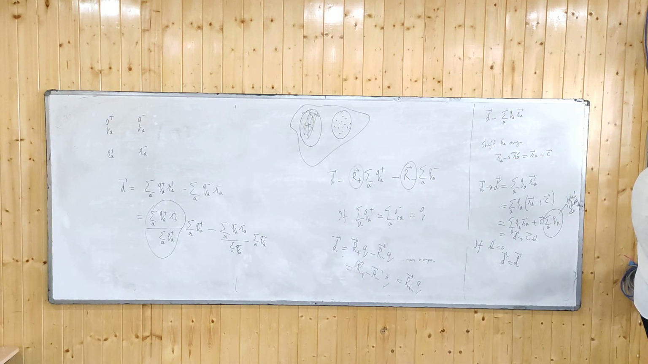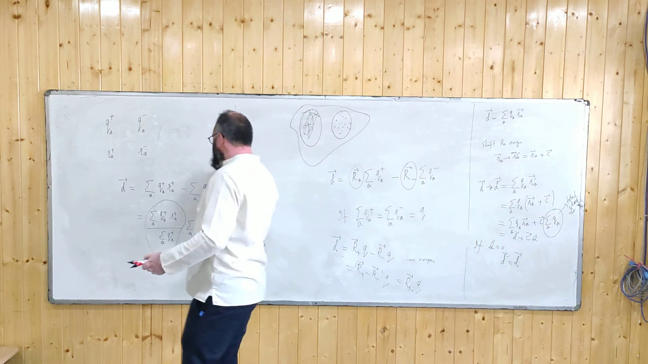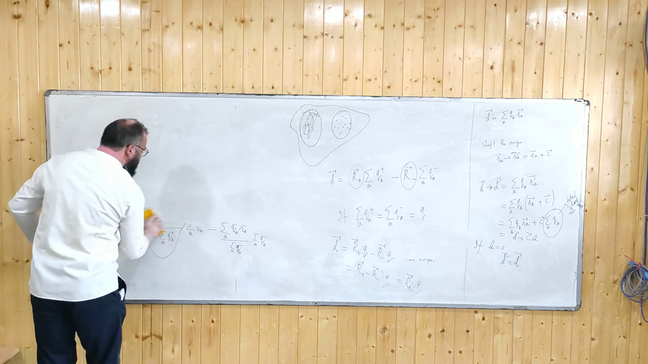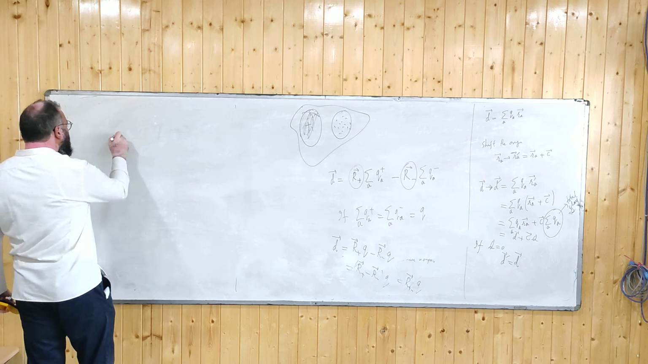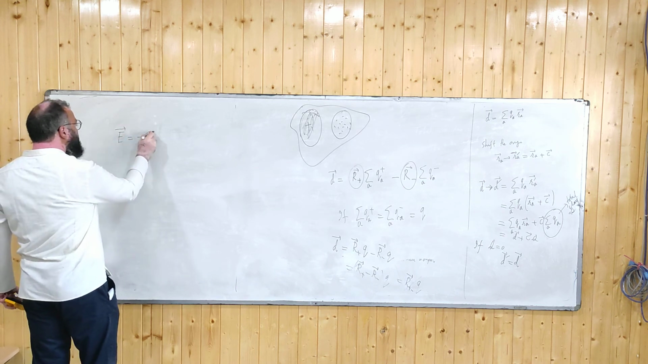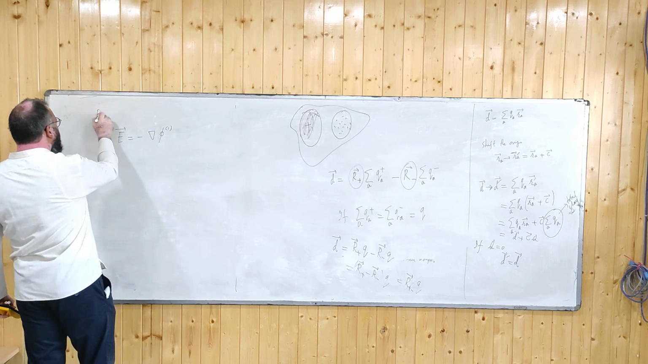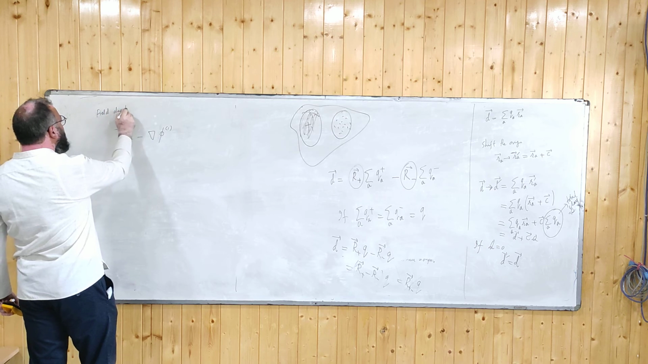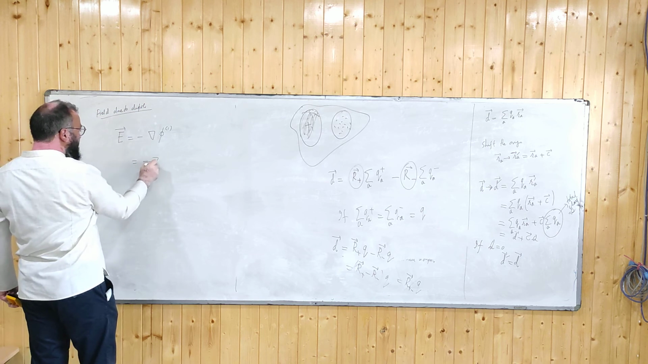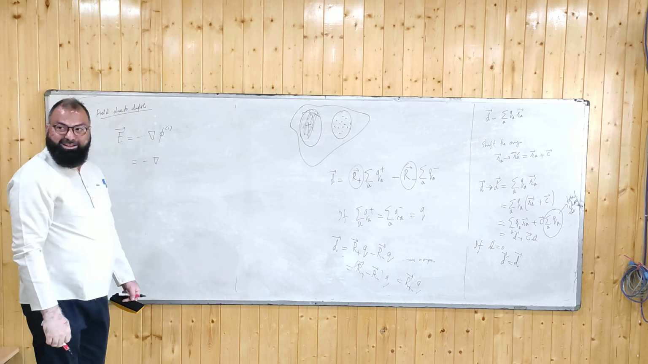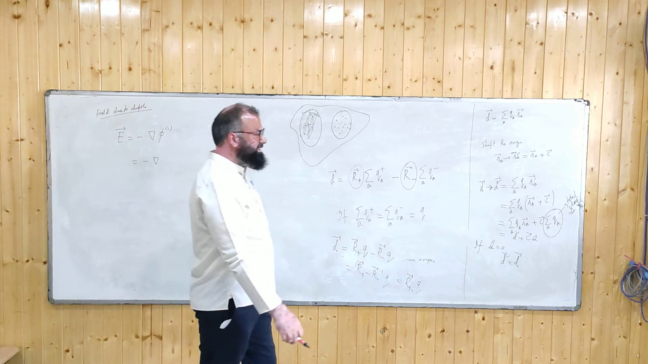Now let's calculate the electric field. I have the potential at hand. So what is the electric field? It is minus nabla phi. This will be the field due to the dipole. So what is phi? What is phi 1? Can you get it?